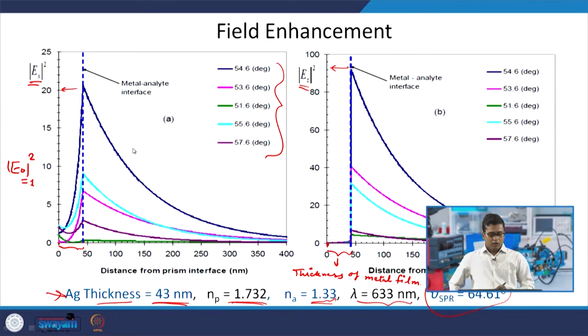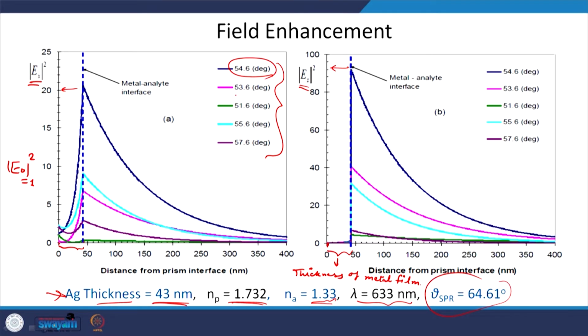Okay. What you see here is that for this angle you have maximum enhancement. So, that means that you are at resonance. Okay. So, when you are at resonance you will have maximum enhancement of the electric field, and that is because of surface plasmons.